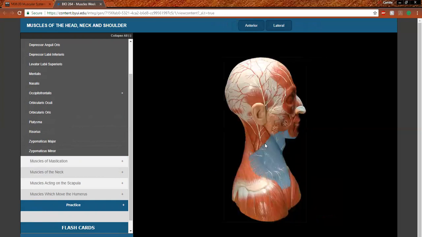In a lateral view, it's going to cover some of the neck muscles you have to learn, but it's just like this covering the platysma.